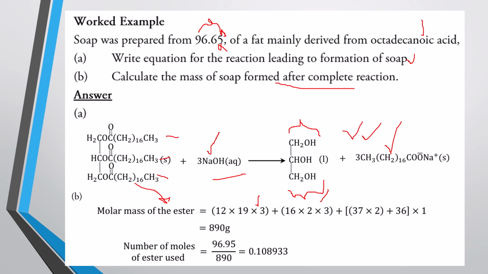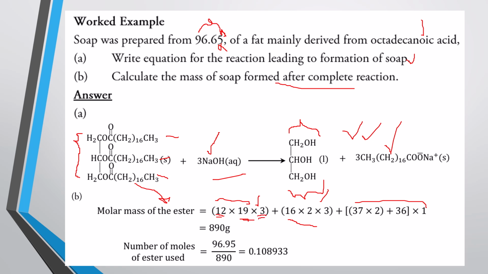Then later we are going to have 37 multiplied by 2, then plus 36 times 1. So all this is the way I calculated the molecular mass. This is for hydrogen, this is for oxygen, and this is for carbon. If you look here, in each and every chain I'm having 19 carbon atoms, and then this is the relative atomic mass, and then this is the number of chains I'm having.